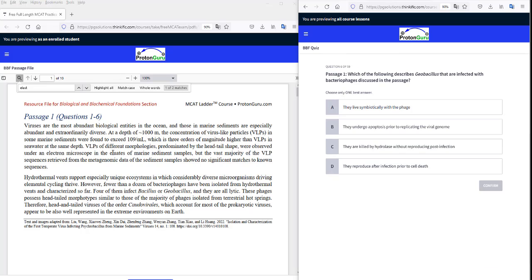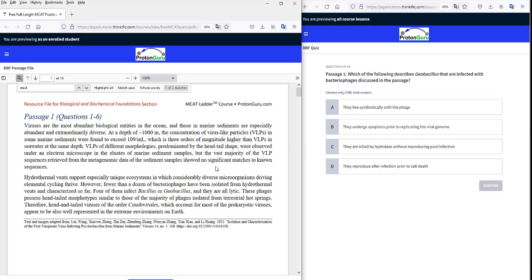All right, question number 6 is the last one associated with this passage. You see that the passages tell you also how many questions you're going to have to do going into it, so you can kind of budget your time. Which of the following describes geobacillus that are infected with bacteriophages discussed in the passage?